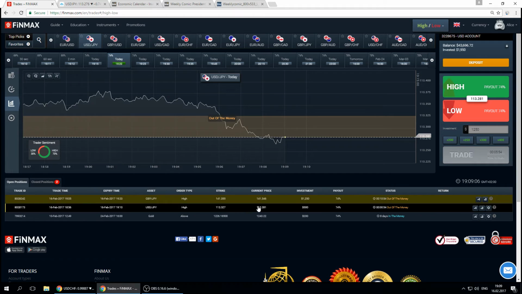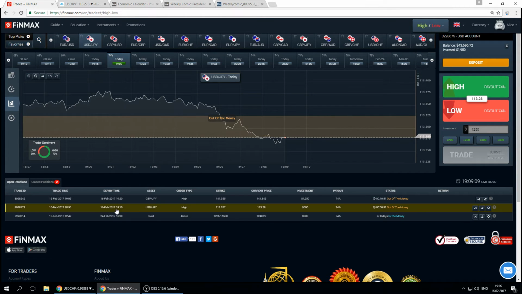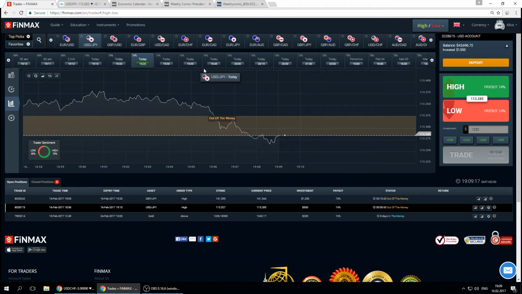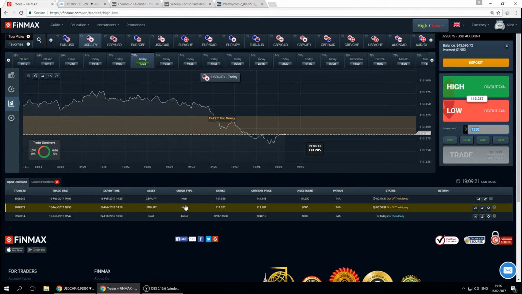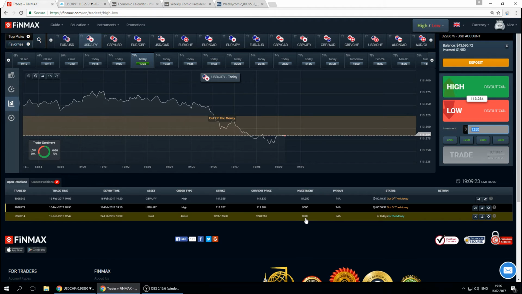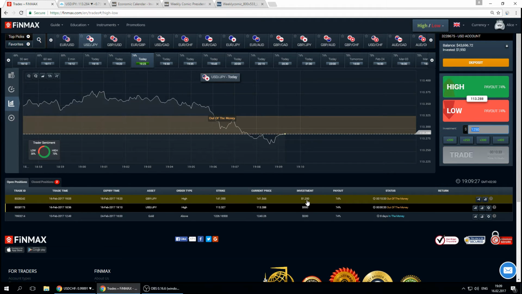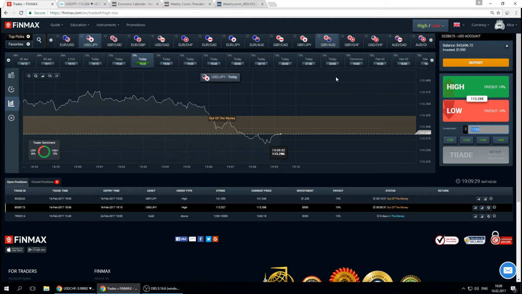So this one is going to expire at 10 past 7. So the next one should expire at 25 minutes, the same amount. So you see that the first is 200, the second 500, the third 1250. Okay, let's wait till the trade is closed.